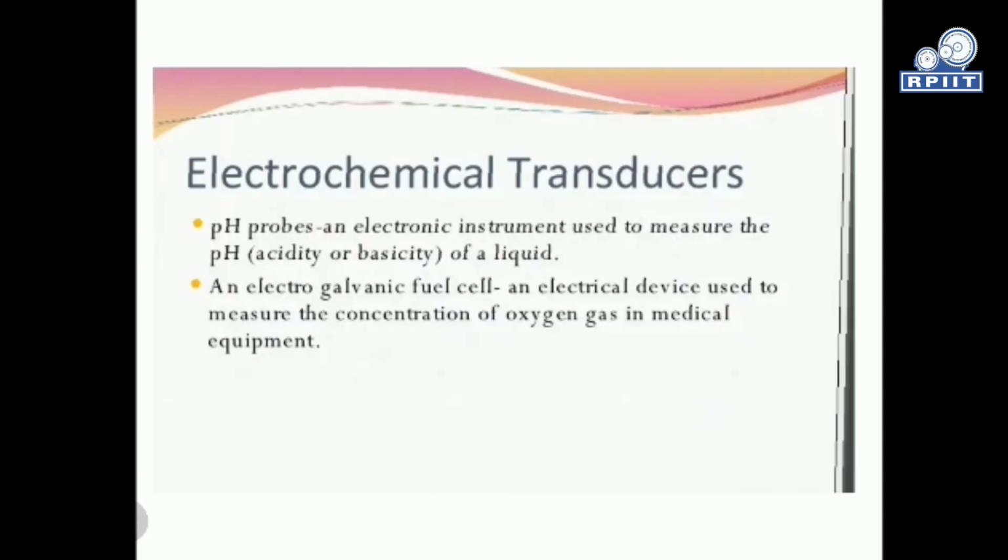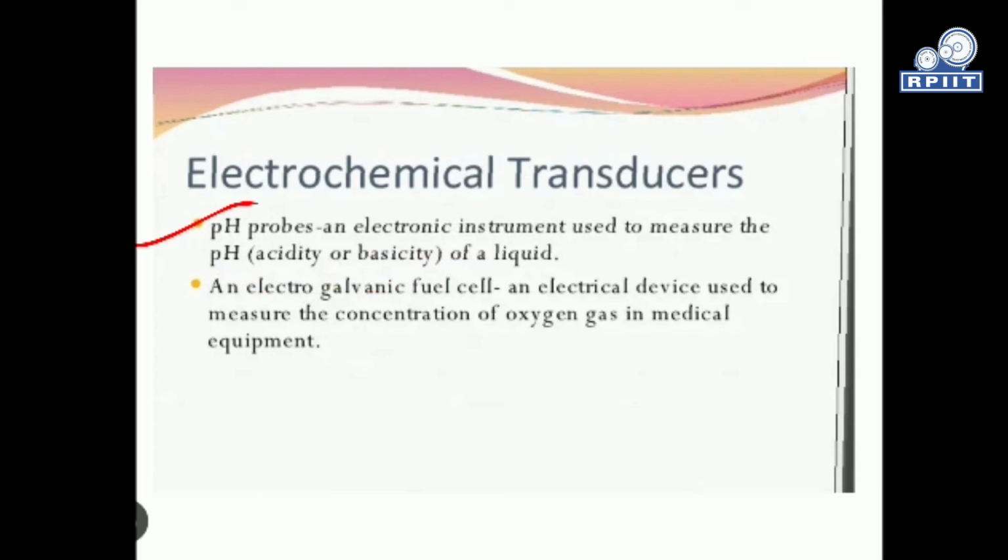Next is the electrochemical transducer. Electrochemical transducers are based basically on chemical energy. We are taking the example of the pH probe, which is nothing but an electronic instrument used to measure the pH of a liquid. The pH of a liquid is related to its acidity and basicity.